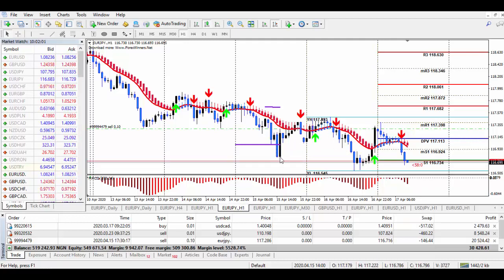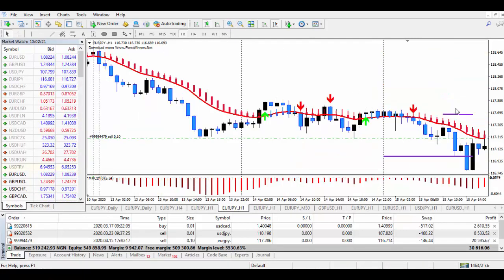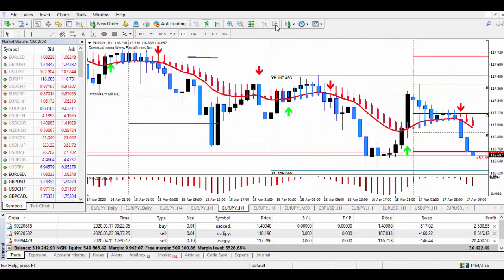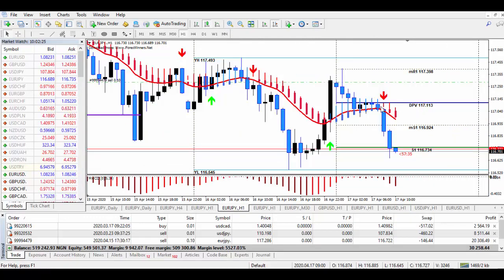It came down here to a support, it went up to a resistance, came down again to a support, and bounced off to a resistance. That's this level here, to a resistance here. So after that, it came down again. Now let's zoom in a little bit and look at the opportunities on the market for today. We can clearly see that the price came down and broke through this DPV.